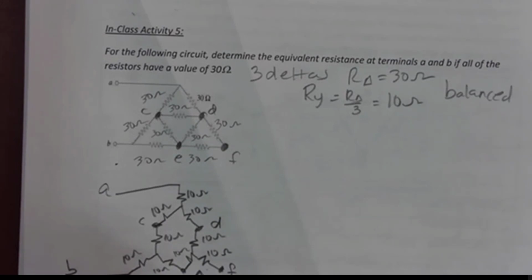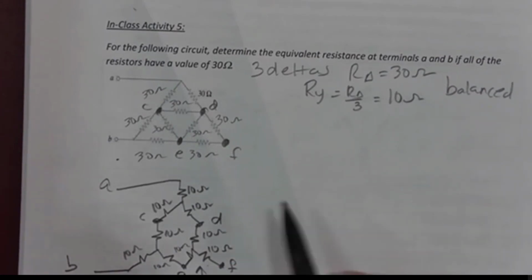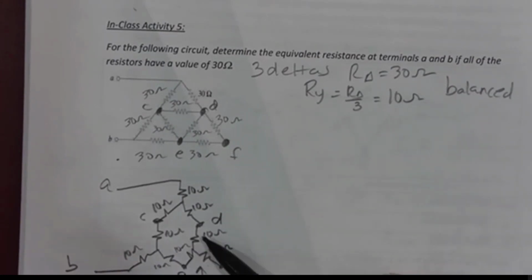You could actually finish this now without doing any more Y-delta conversions. Do you see that? If I take out that dangling resistor, now I'm going to have 1, 2, 3, 4 resistors in series. And over here, I'm going to have 2 resistors in series. And then when I put those together, they're in parallel. I want you to finish this network. Find the equivalent resistance between terminals A and B, and that's where we're going to stop today.